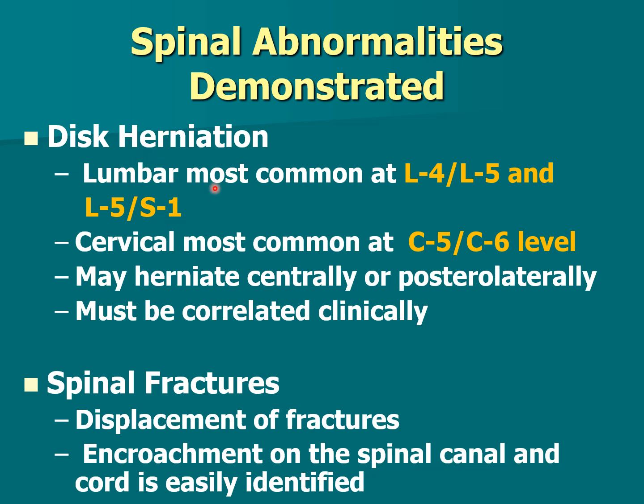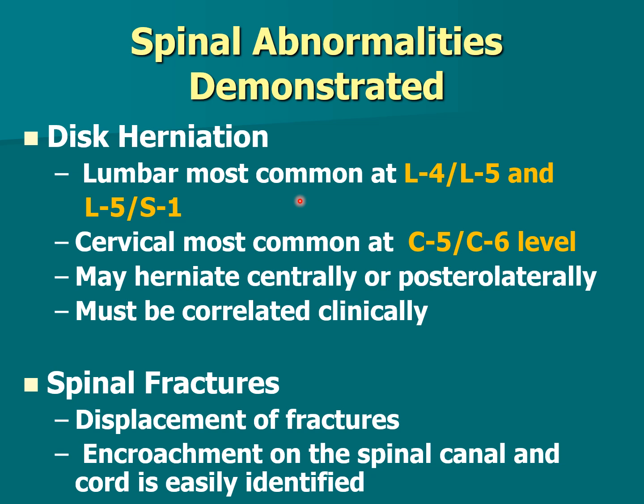Disc herniation most often occurs in the lumbar area. Most common areas are between L4, L5, and L5-S1. You can have herniation anywhere, but those are the common ones. In the cervical area, it's between C5 and C6. I have some spinal problems in my neck, and it's the C5-C6 and C6-C7 where I'm getting a little nerves pinched.